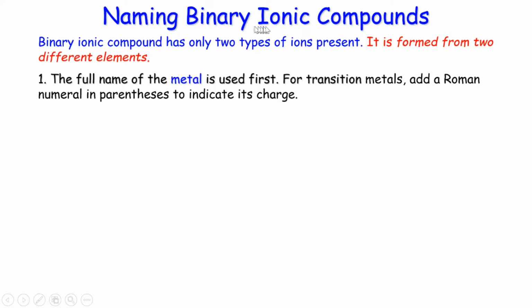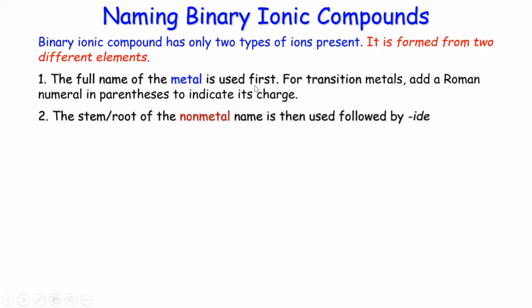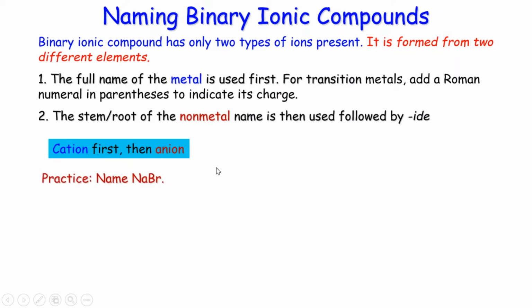Now, naming binary ionic compounds. Binary means only 2 types of ions. Step number 1, the full name of the metal is used first. And for transition metals, make sure you use a Roman numeral in parentheses. Step number 2, we use the stem or root of the non-metal name, and then use IDE as a suffix. Basically we just use the anion's name. So therefore, cation first, then the anion.